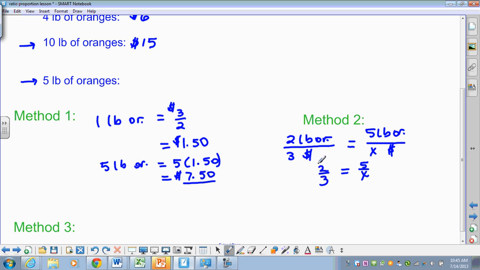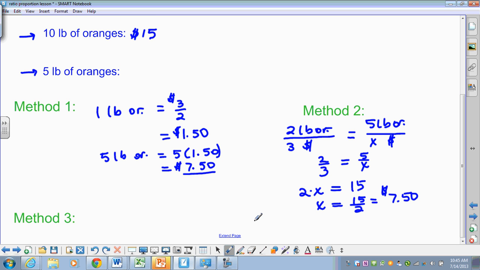That means 2 times x will be equal to 3 times 5. That's a very good technique to solve equations when you have single fractions on either side. So here we're going to have 2x equals 15. And to solve for x, since this is being multiplied by 2, divide both sides by 2. x equals 15 over 2, which is also $7.50. Okay, so we got the same answer that way.